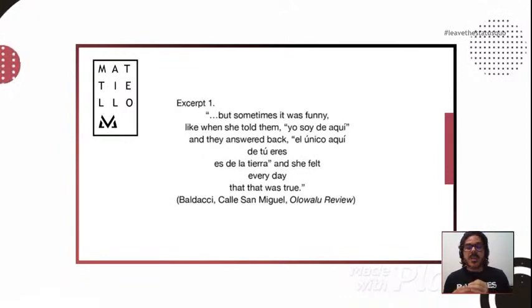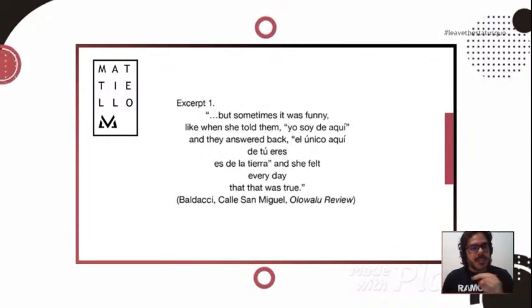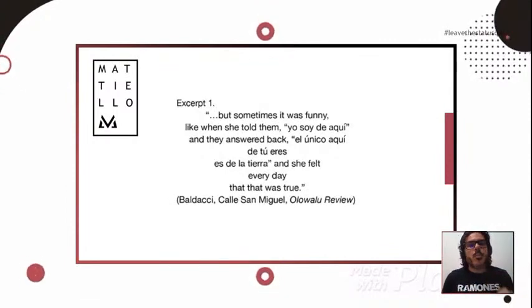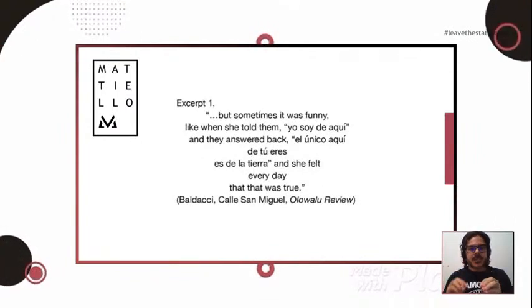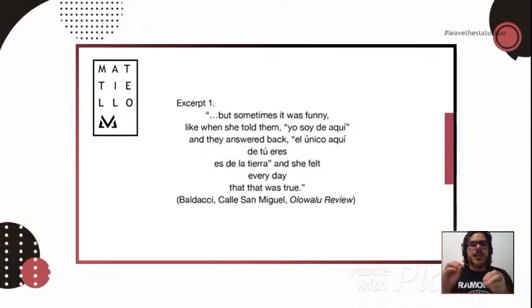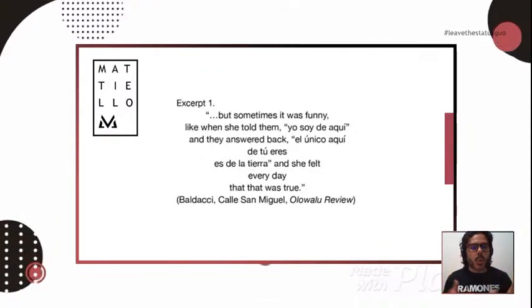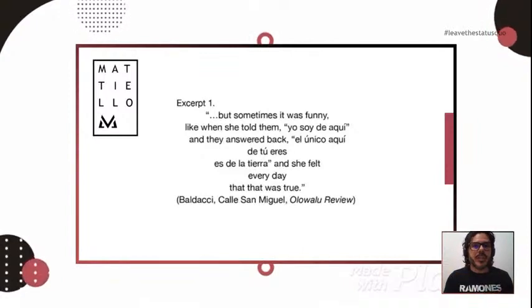What I'm saying is that we're going to use L1 in the classroom in pretty much the same way that Baldacci used it in this poem. In instances, not the full text. Some parts are in Spanish, but the core is in English. And we're going to do the same with L1 in the classroom.